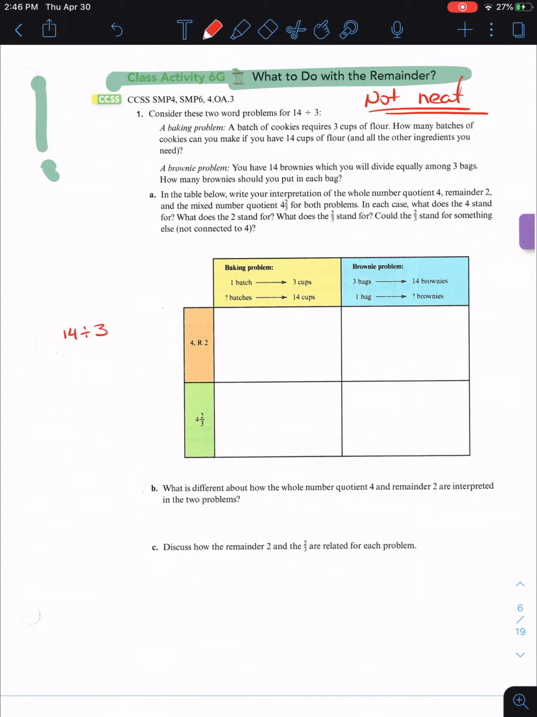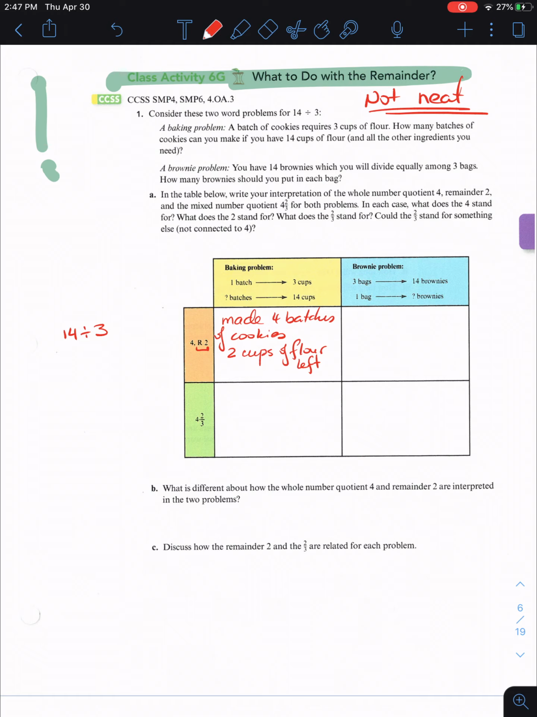So if we were baking, what were we baking here? Cookies, right? So we made 4 batches of cookies, and we have 2 cups of flour left. And we're not going to do anything with them. This is that situation where there's a remainder. Remainder is 2. So it's going to remain, it's going to be left behind. So we're not doing anything with them.